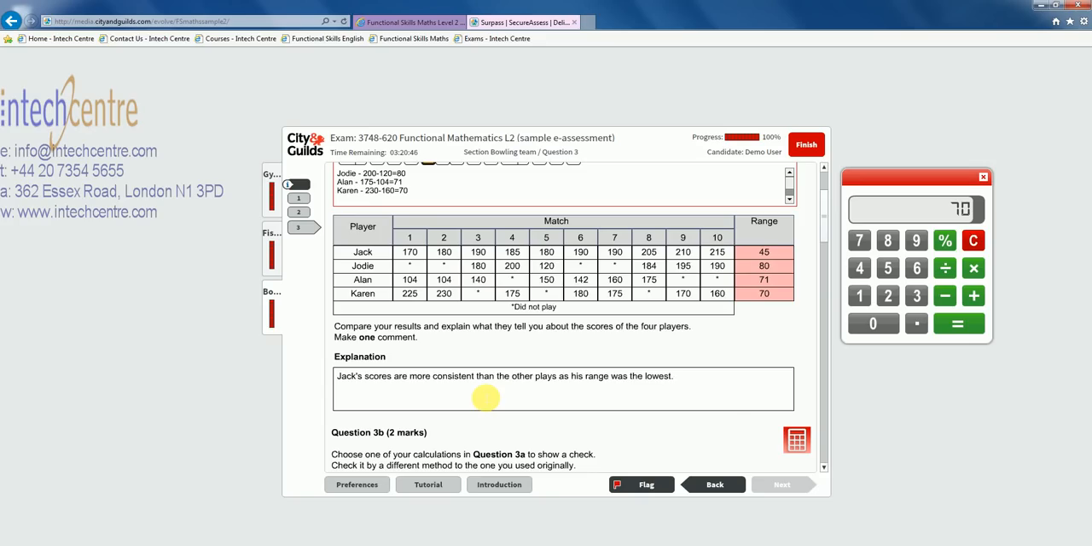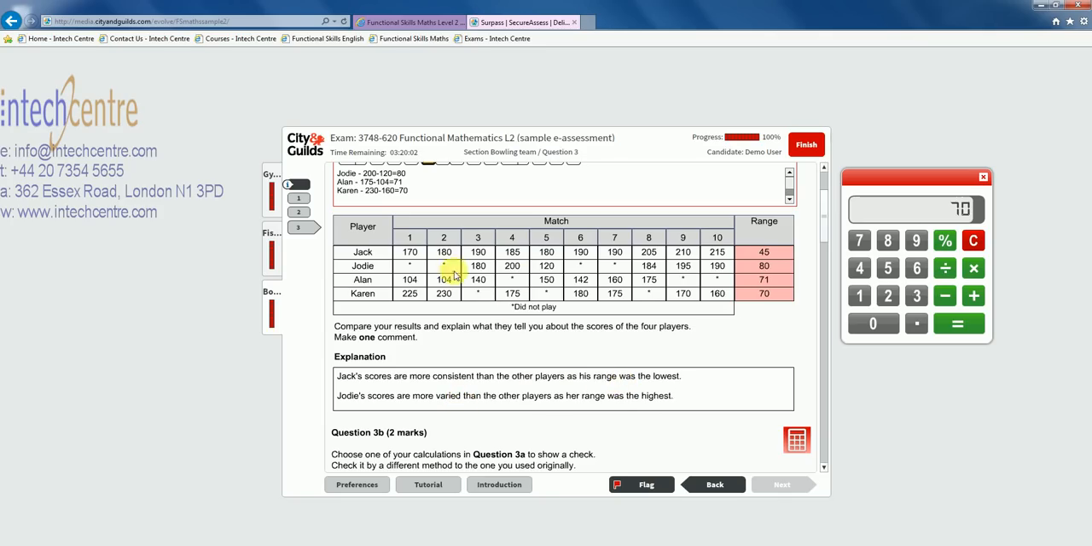Another acceptable comment could be Jodie's scores are more varied than the other players, as her range was the highest. Other players, let's just check that. Okay. So usually the lower the range, the more consistent the score or the marks or the values, the more consistent the data. So the higher the range, the more inconsistent the data.